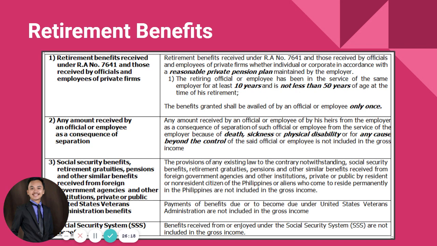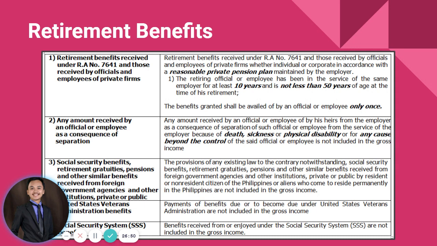retirement. So again, before that benefit will be exempted, there should be requisites to be followed. The requisites are that the employee should have worked for the employer at least 10 years and is not less than 50 years of age at the time of retirement. So it should be 50 and above. The benefits granted shall be availed by an official or employee only once. So it should be only once.